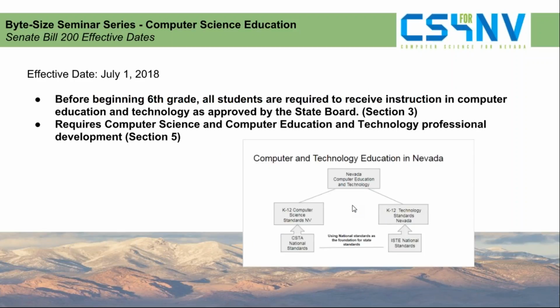So again, before beginning 6th grade, so in our elementary schools, all students are required to receive instruction in computer education and technology, so that larger subject box there at the top, as approved by the state board. So that includes the computer science standards and the technology standards. And then they're required to receive professional development.